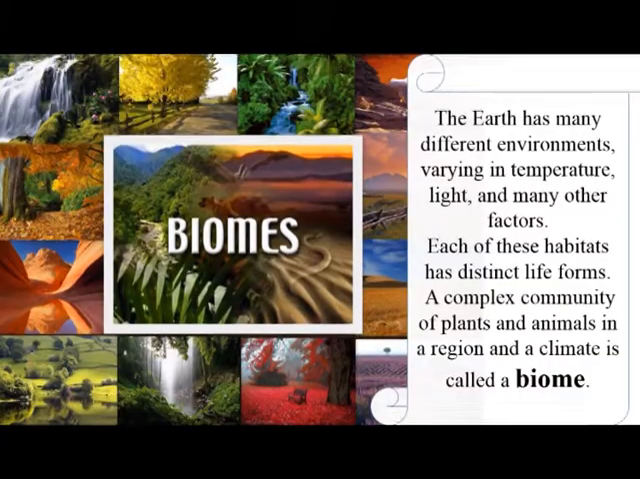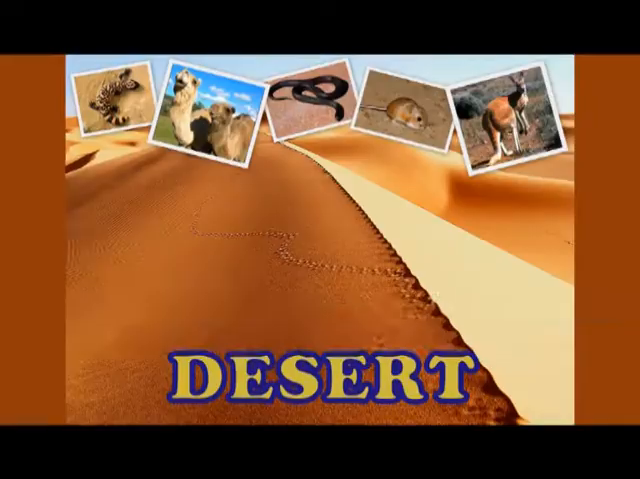So be attentive and go ahead. Biomes. The Earth has many different environments, varying in temperature, light, and many other factors. Each of these habitats has distinct life forms. A complex community of plants and animals in a region and a climate is called a biome.